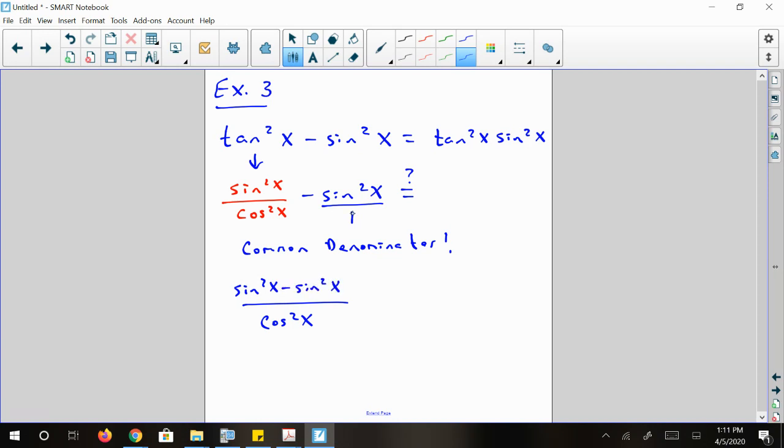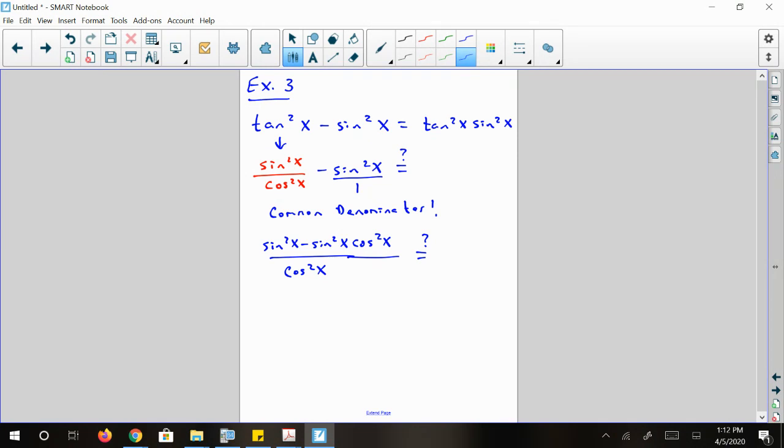Okay, and this one only had a 1, so I multiplied in a cosine squared on the bottom, which means I also need to multiply in a cosine squared of x on the top. Okay, so I found a common denominator here, which is good. Now what I see moving forward is that both of these terms have a cosine squared of x.